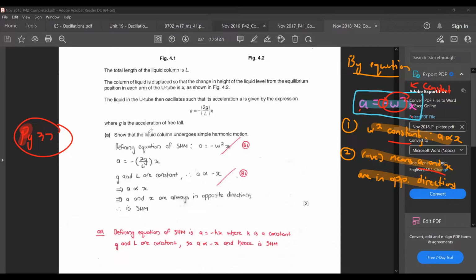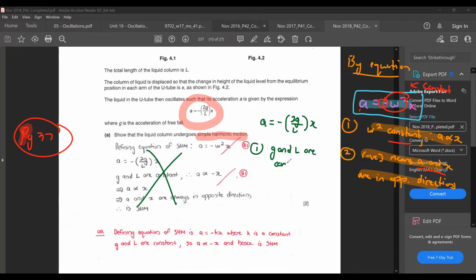Back to this question here, you have a given equation. Show that the liquid column undergoes simple harmonic motion. For this one, you can just look at it as this. Just don't bother about what I wrote here, because I think it's more complicated than necessary. a is negative 2g over L times x. So the first thing you say is this: g and L are constant, therefore a is directly proportional to x.